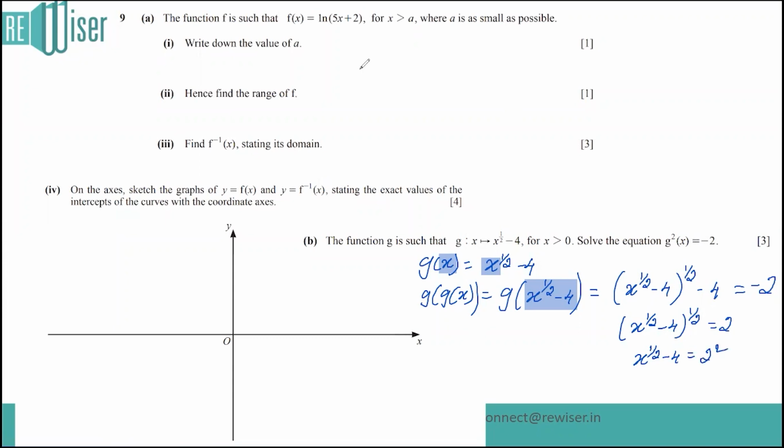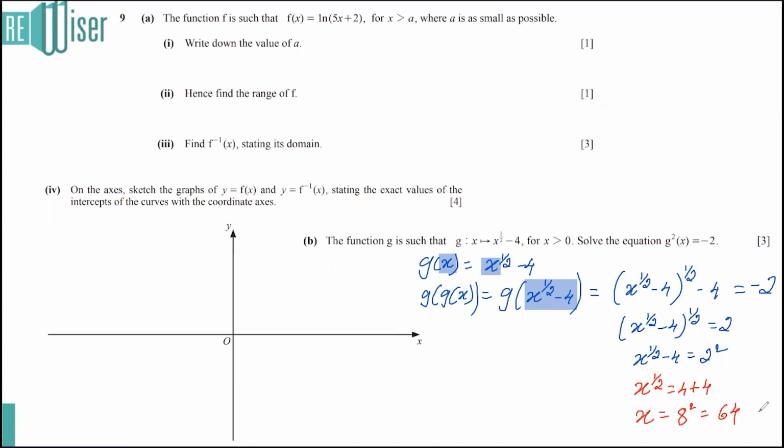So 2 squared is nothing but 4. If I further simplify this, I'll get x to the power half equals 4 plus 4, since there's a 4 already, so it's going to be positive 8. Then finally x would be equal to, if this power half goes to the other side, it becomes squared, so 8 squared. So 64 is the final answer.